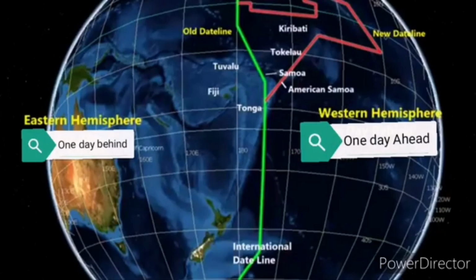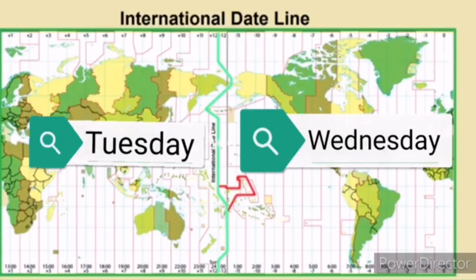But what happens when you cross the international dateline? The international dateline runs down the middle of the Pacific Ocean, and if you cross the dateline moving east, you subtract a day, whereas if you are moving west, you add a day. Example, if today is Wednesday and we cross the international dateline from west to east, then it would be Tuesday.